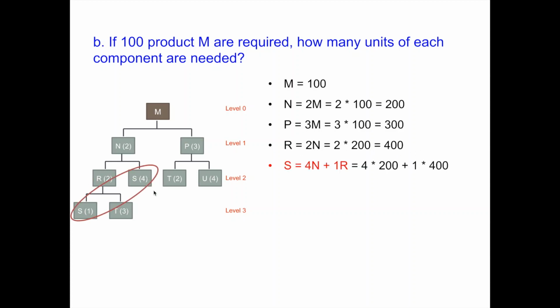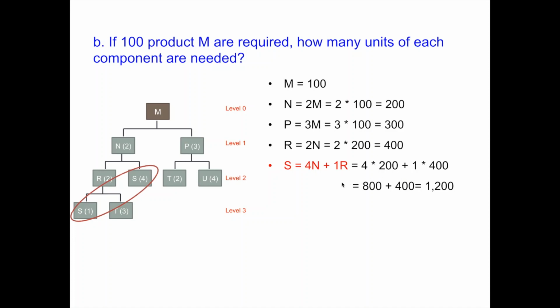Next, component S is utilized to make subcomponents N as well as subcomponents R. So we can calculate S is equal to 4 times the number of N components plus 1 times the number of R components, which is 4 times 200 plus 1 times 400 equals 1200.